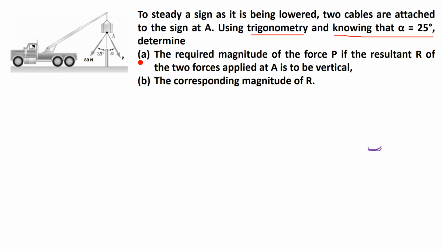Determine, there are two unknowns A and B. The unknown A is the required magnitude of the force P, this force P, if the resultant R of the two forces applied at A is to be vertical. Resultant condition is given that it is vertical. And the B unknown is the corresponding magnitude of R. Find out corresponding magnitude of resultant. Okay, resultant is vertical, this condition is given.